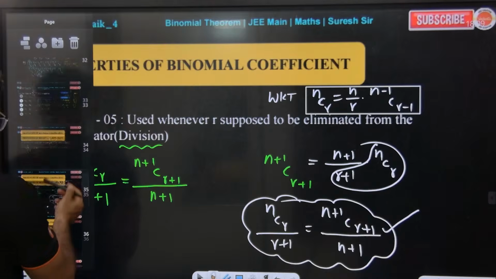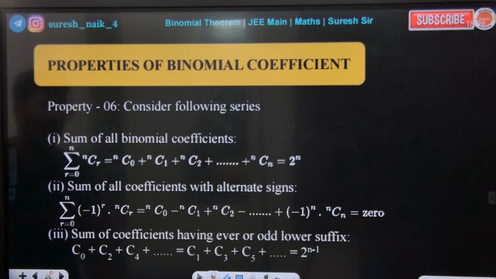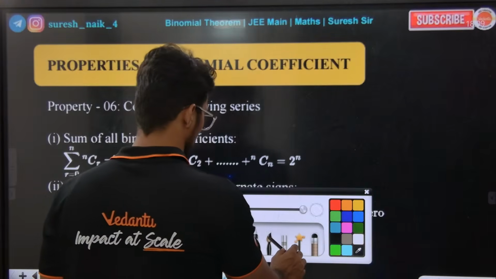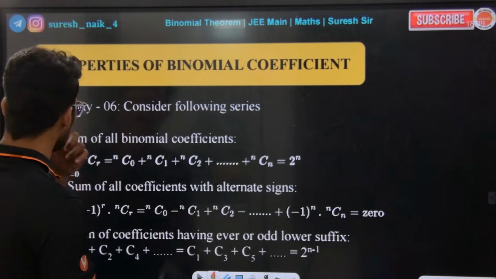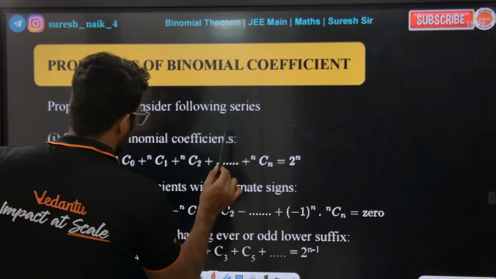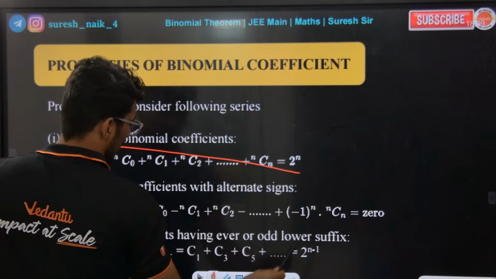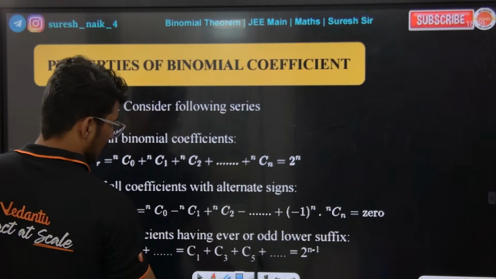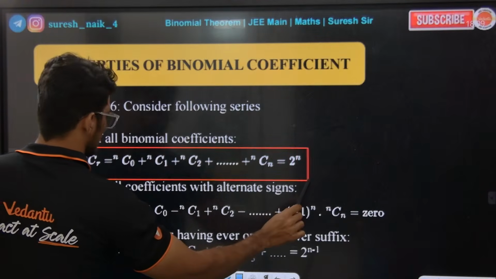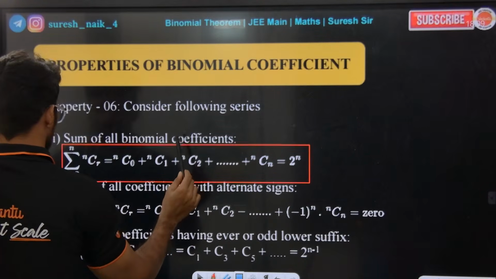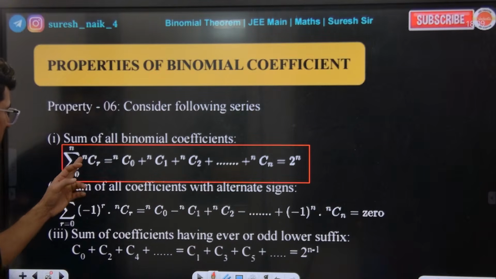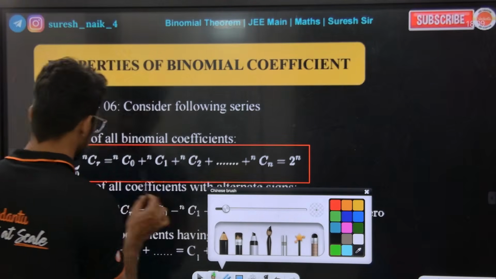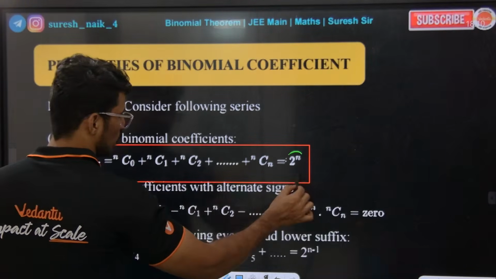Very simple. Okay, next, this is super duper 100% important. Property number 6 basically: sum of all the binomial coefficients, when needed in the formula, we have to apply. So sigma r equals 0 to n of nCr. That means r value 0, 1, 2 and so on till n, if we put that, I get 2 power of n.